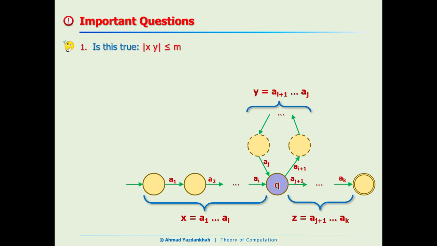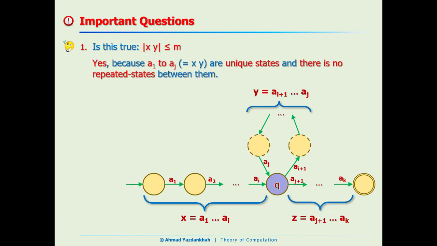First question. Is this a true statement? The size of XY, this portion of the string, is less than or equal to M. Look at here. The X is here, the Y is here, and if we concatenate X and Y, is this the case that this portion of the string's size should be at most equal to M? Yeah, that's true. You just remember that M is the number of states of this machine. So, yes, that's true.